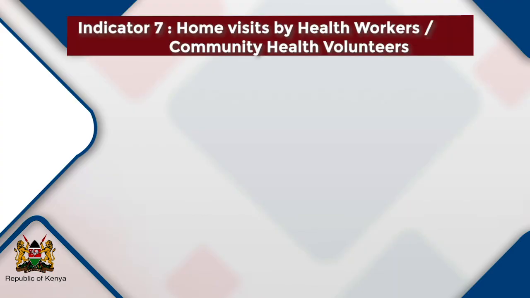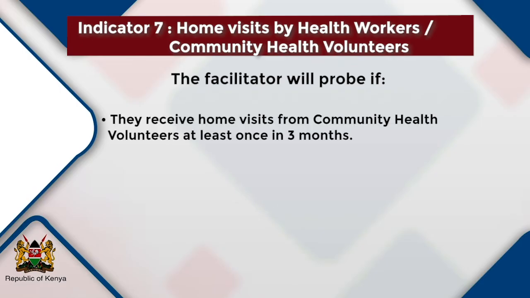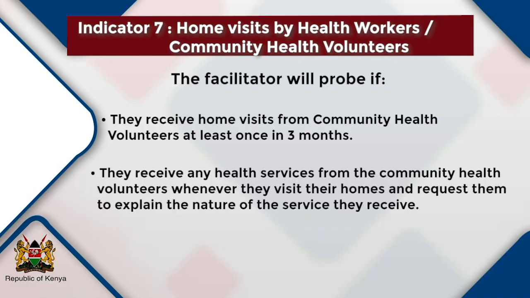Indicator 7. Home visits by health workers or community health volunteers. The facilitator will probe if: 1. They receive home visits from community health volunteers at least once in 3 months. 2. They receive any health services from the community health volunteers whenever they visit their homes and request them to explain the nature of the service they receive.